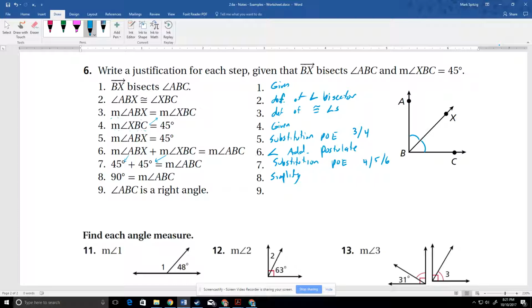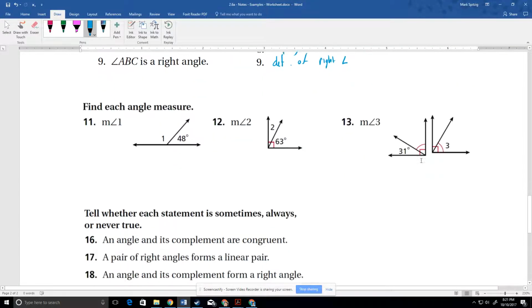angle ABC, it's proving that angle ABC is a right angle because, again, a right angle means that its measure is 90. So if its measure is 90, it's a right angle. That's just what that means. So it's the definition of a right angle. All right, killing it, doing great.